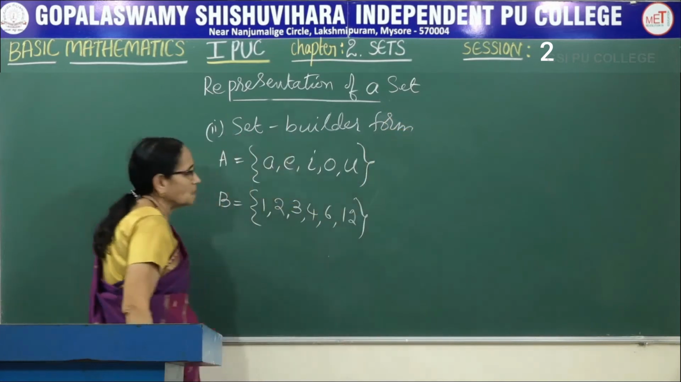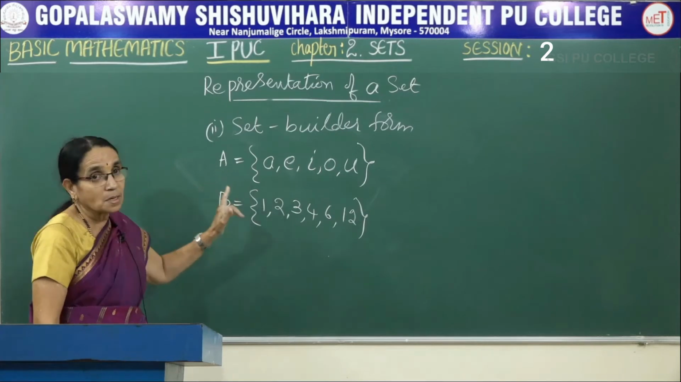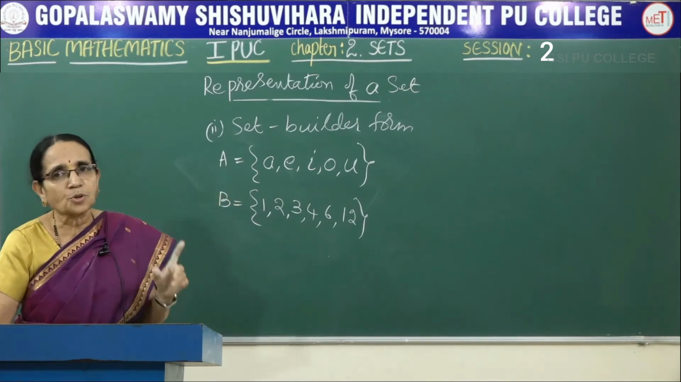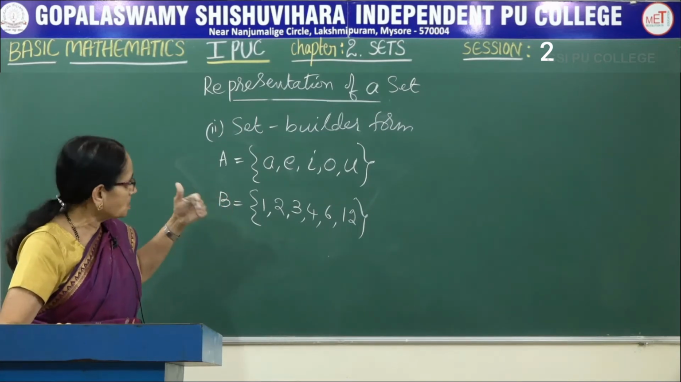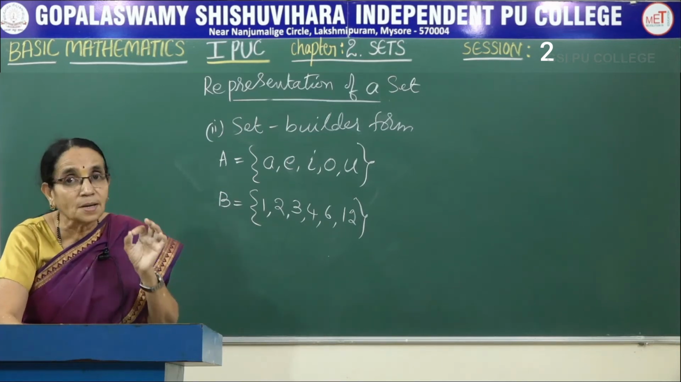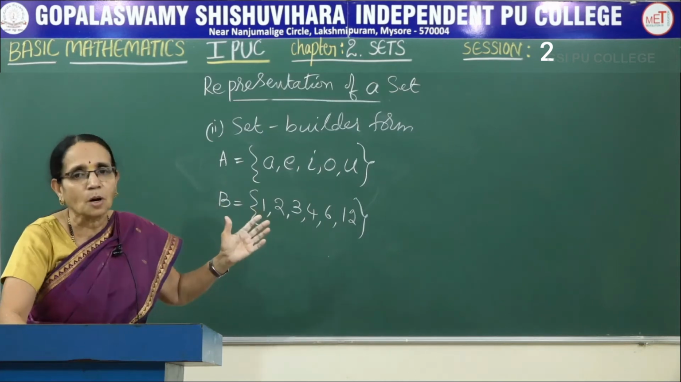Is the set builder form. Now here I had represented a set using the roster form or the tabular form. The roster form is where we write the actual elements. The elements are listed. That is the word we use: we write the actual elements belonging to the set.